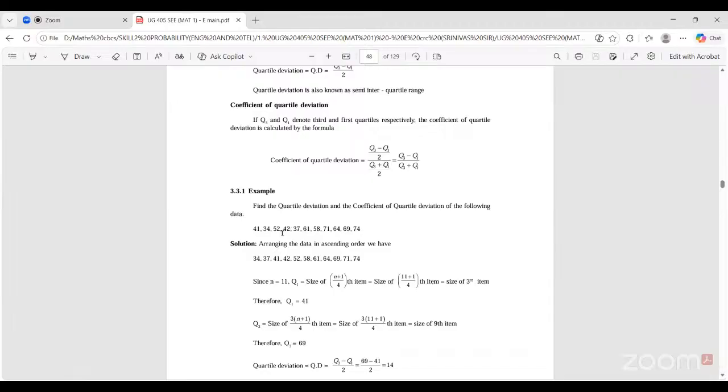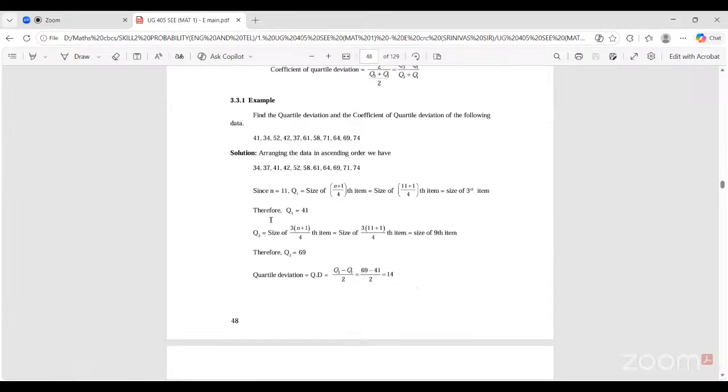Find the quartile deviation and the coefficient of quartile deviation from the following data: 41, 34, 52, 42, 37, 61, 58, 71, 64, 69, 74. So, arranging the data in ascending order. Ascending order we are taking the data here.